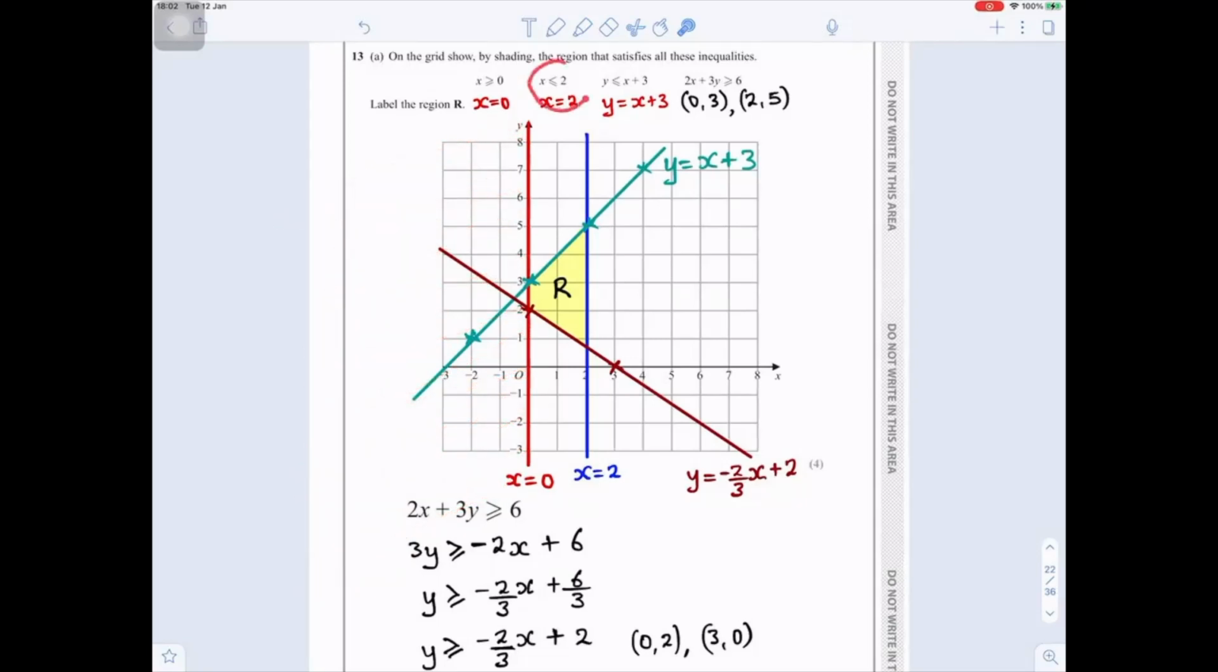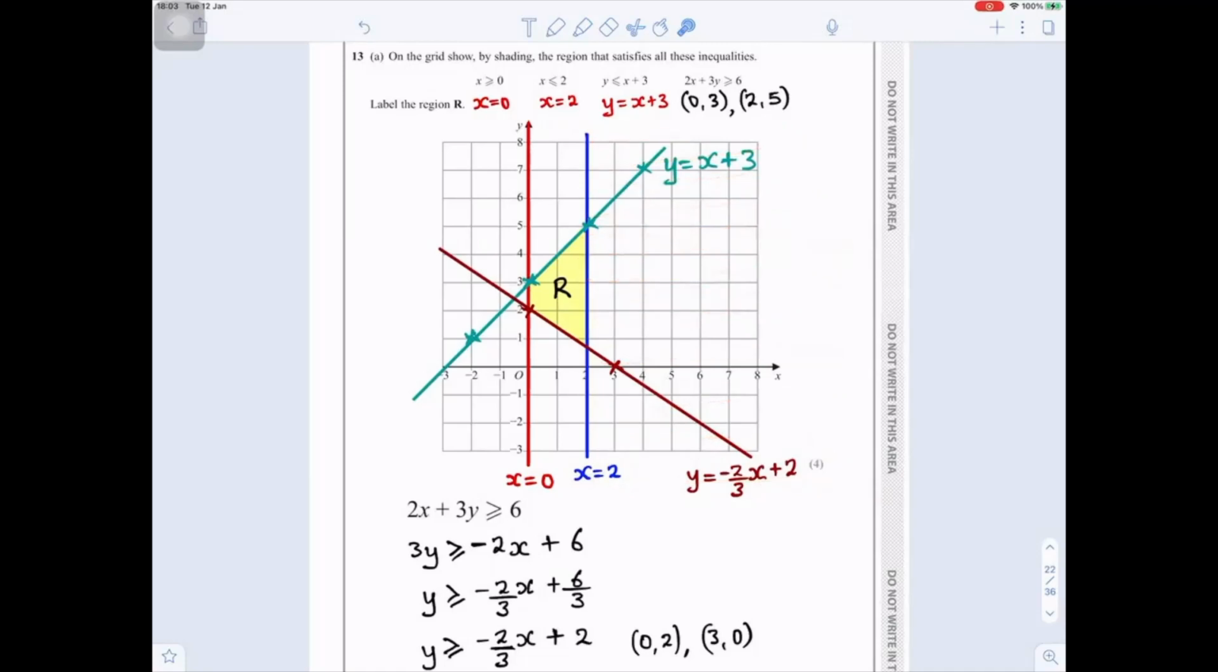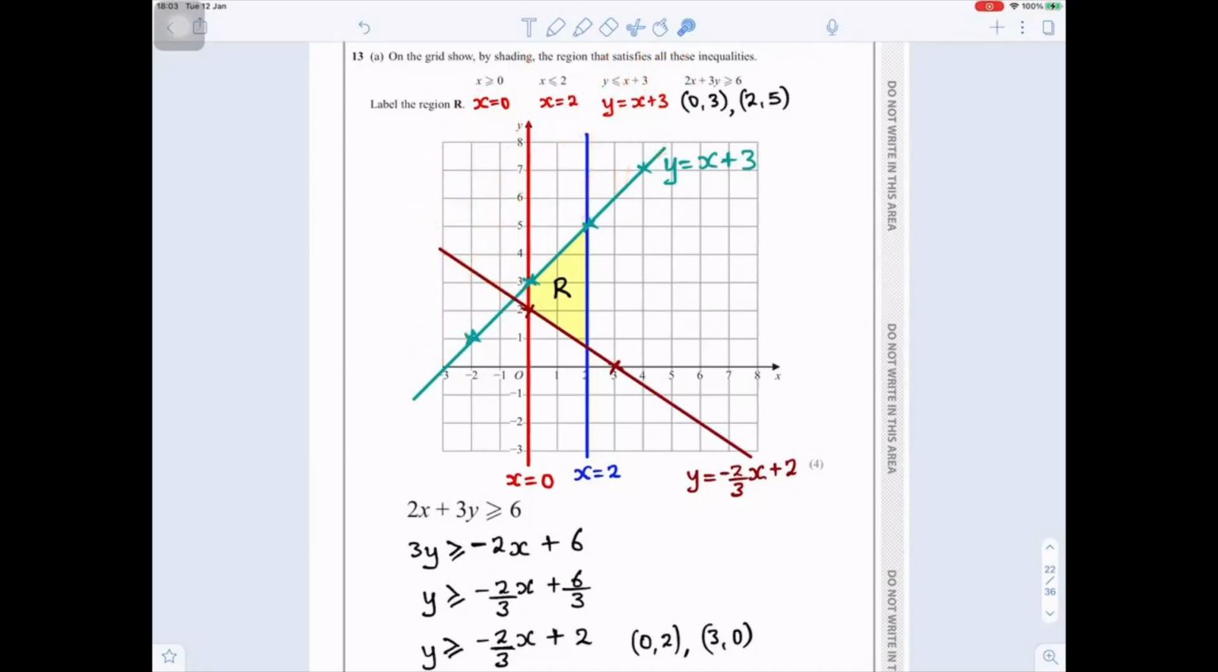For the next one, x is less than or equal to 2. We don't want the part which is bigger. We want the part which is smaller, so we are shading the part we do not want. We want the part which is smaller than 2. For the green line, y is less than or equal to x plus 3, we want the part which is below, so we do not want the part which is above. Shade what we don't want. And for the last one, y is greater than or equal to, so we want the part which is above, but we don't want the part which is below.